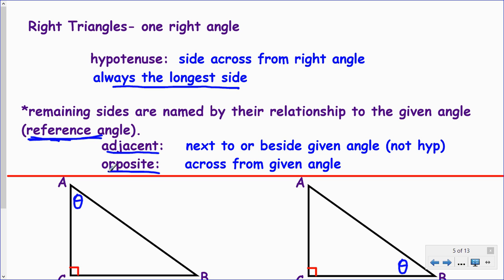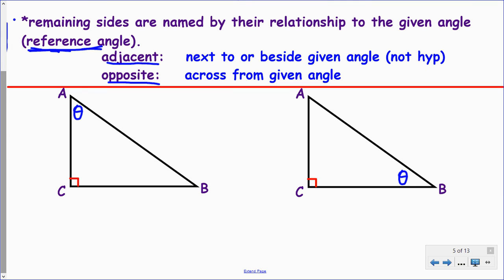Okay, so let's look at these two right triangles, just so you get an idea. I would always start by labeling the hypotenuse. So look for the side across from the right angle. So in this triangle, that would be side AB. It is opposite the right angle.